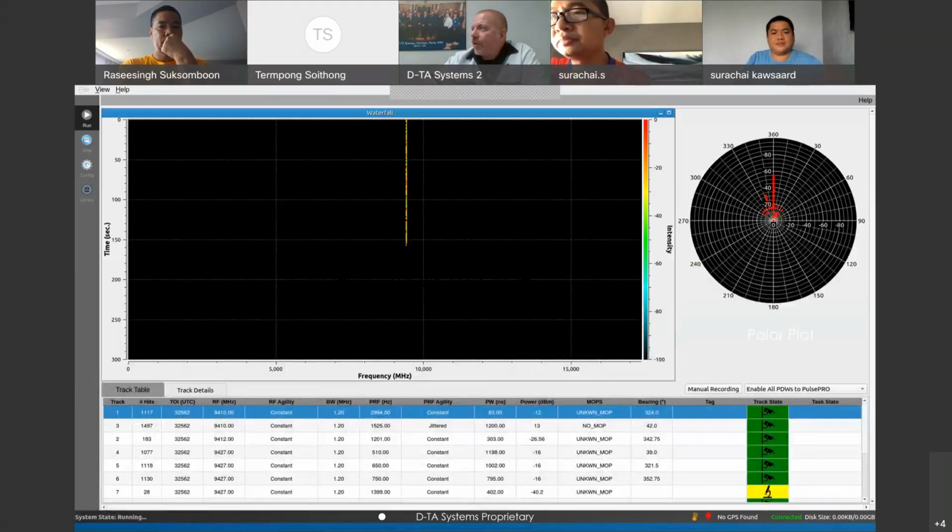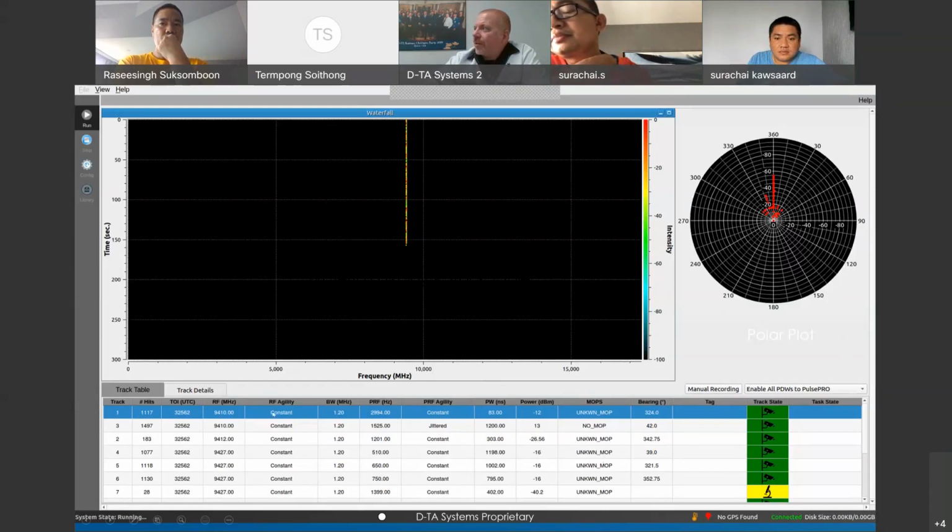There's your primary view for your operator. Here you will see your waterfall along with a selectable polar plot, which will give you a geographical bearing of the signals. You will also see your track table below, which will identify all of your tracks with the number of hits, the time of intercept, frequency, frequency agility, bandwidth, PRF agility, pulse width, the power of the intercepted signal, modulation, if it's known, a bearing, and your track status.